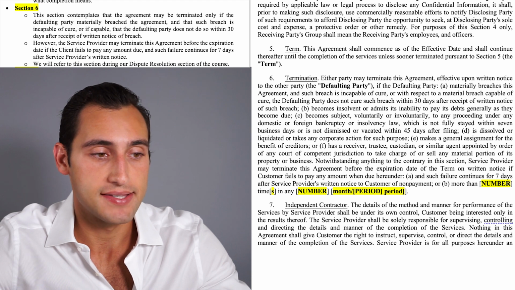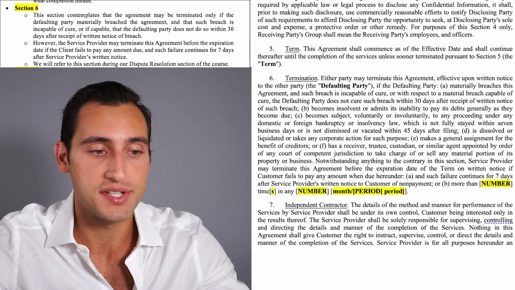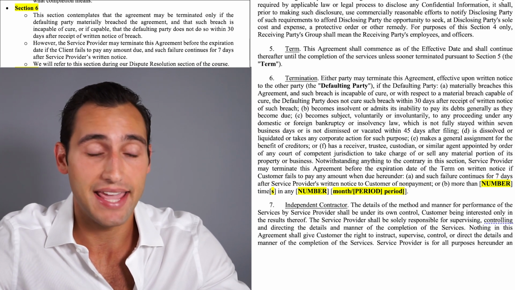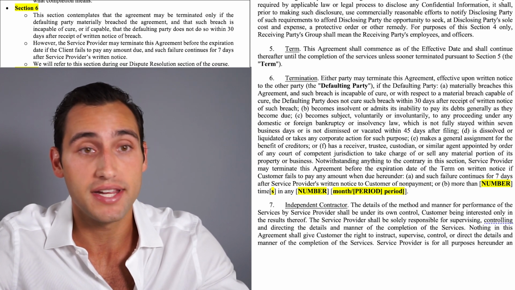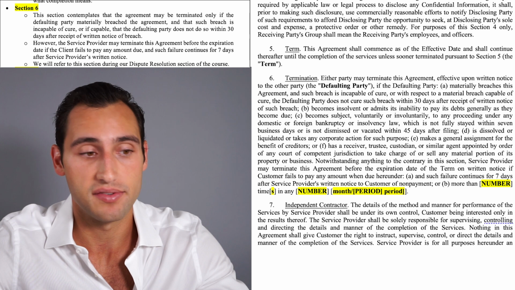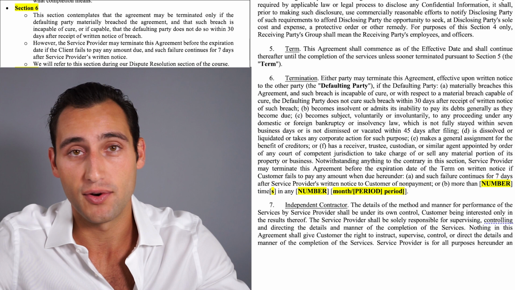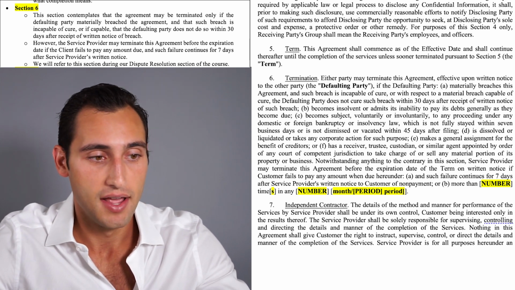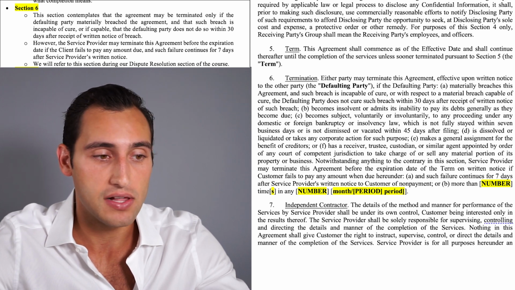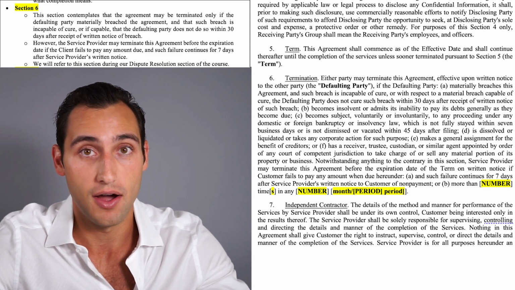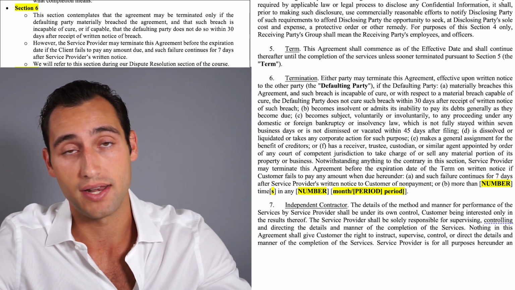So now this Section 6 contemplates that the agreement may only be terminated if the defaulting party materially breaches the agreement, and that such breach is incapable of cure, or if capable, that the defaulting party does not do so within 30 days after receipt of written notice of breach. However, the service provider may terminate this agreement. You're going to notice that in the notwithstanding section. The service provider may terminate this agreement before the expiration date if the client fails to pay any amount due under the agreement, and such failure continues for 7 days after the service provider's written notice.